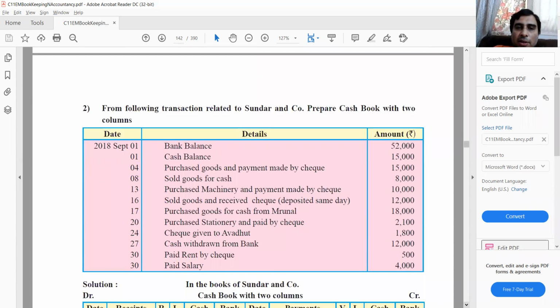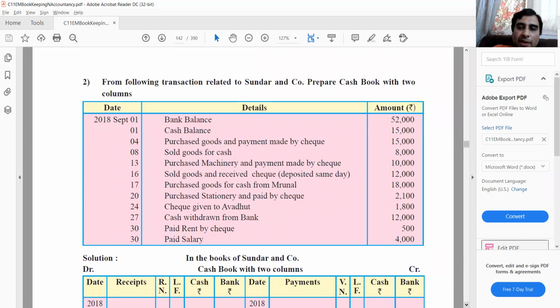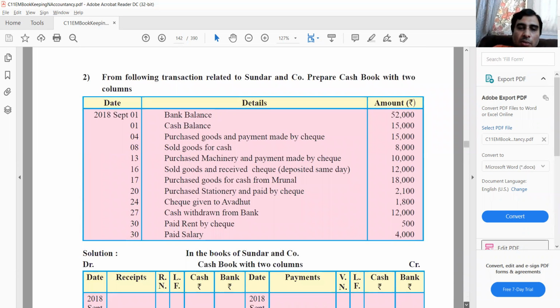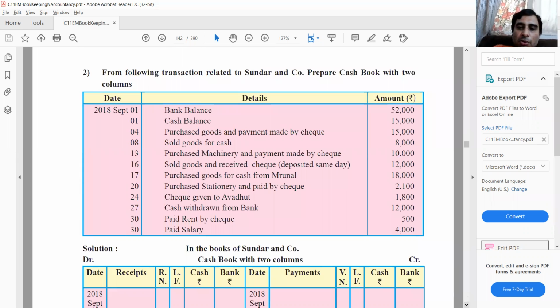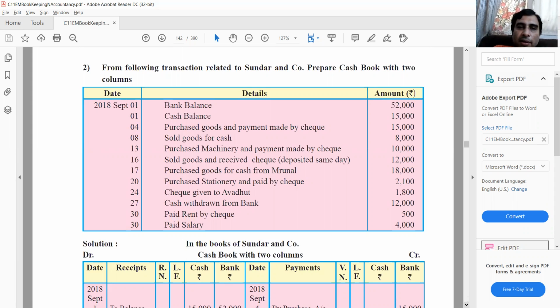Now, from the following transactions related to Sundar. So this is fairly simple. We've done a good amount of examples now already. You should know the left hand side, right hand side concept, debit, credit, which entry will go left and right.